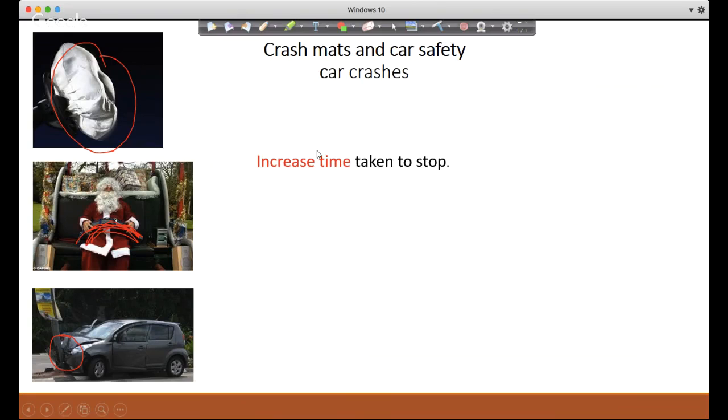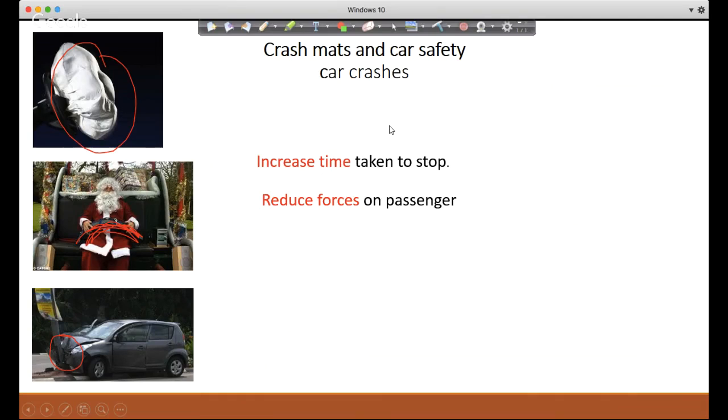Okay, each one changes shape. You may not know it, but seatbelts are slightly stretchy. An airbag will get smaller when your face hits it. The front of the car will change shape when the car hits the lamppost. All of them increase the time taken to stop. It means you slow down over a longer period of time. Now, what does that do? That reduces the forces on the passenger or the driver.